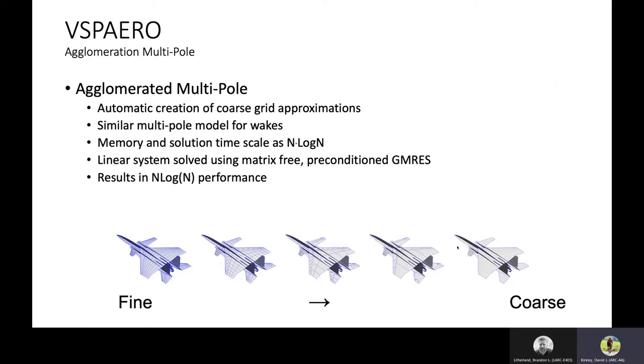Agglomerated multipole: I'm not going to spend too much time on this, but the idea is that we read in a geometry, whether that be a degenerate geometry or a full panel geometry, and we automatically generate coarser meshes. We agglomerate, or merge, vortex loops into larger loops, and then recursively do that all the way down to some stopping point. Then when we evaluate the equations we're solving, which are tangency boundary conditions on every surface, you have to generate influence matrices. Instead of being an n squared process, it becomes an n log n process. So it's not quite linear, but it means if you double the number of panels in your model, instead of the solution time going up like n squared, it's going to go up more like n log n, which is nearly linear and about the best you can do for these types of methods.